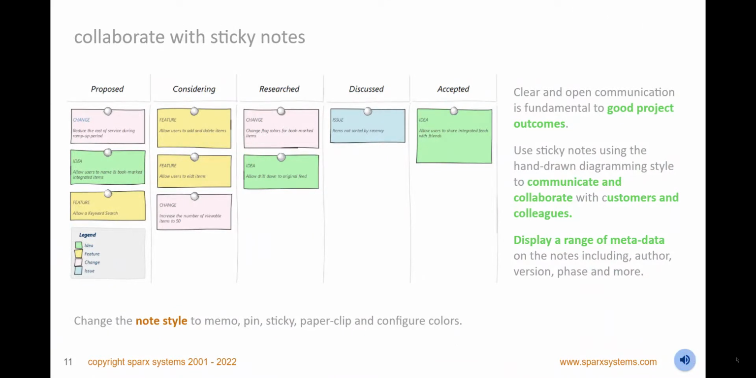Collaborate with sticky notes in Kanban boards, making the diagrams more appealing to team members. Legends can automatically color the sticky notes based on the value of properties such as the item type or author. You can display a range of metadata on the notes, including author, version, phase, and drag and drop to move items between lanes and other boards.